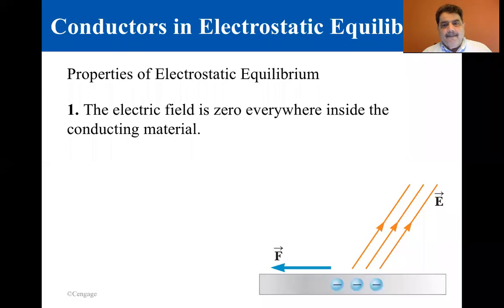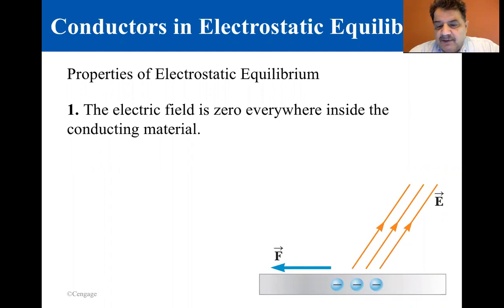Okay, we're now in section 15.5, Conductors and Electrostatic Equilibrium. Let's get to the PowerPoint. All right. When no net motion of charge occurs within a conductor, we say the conductor is in electrostatic equilibrium.